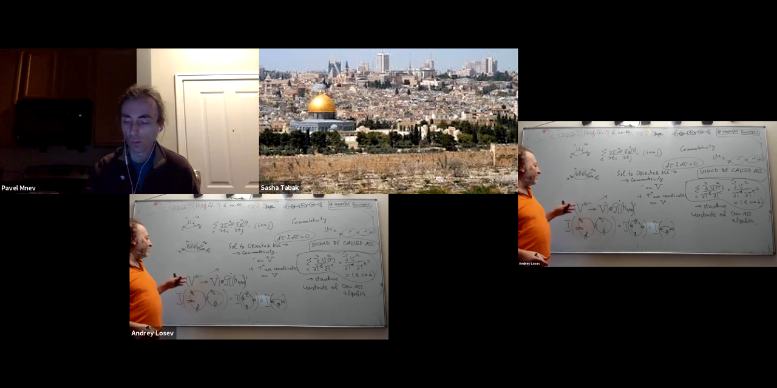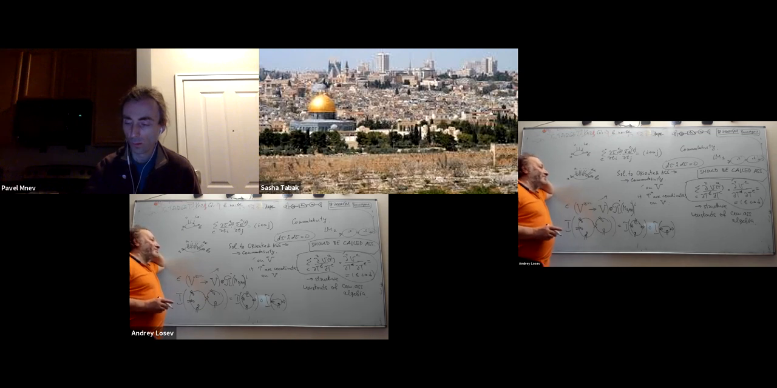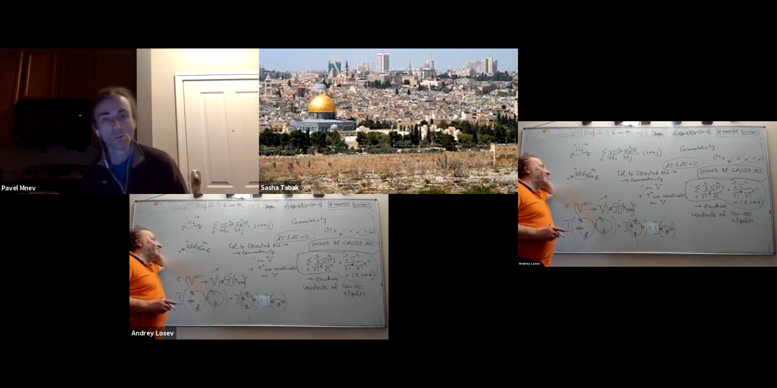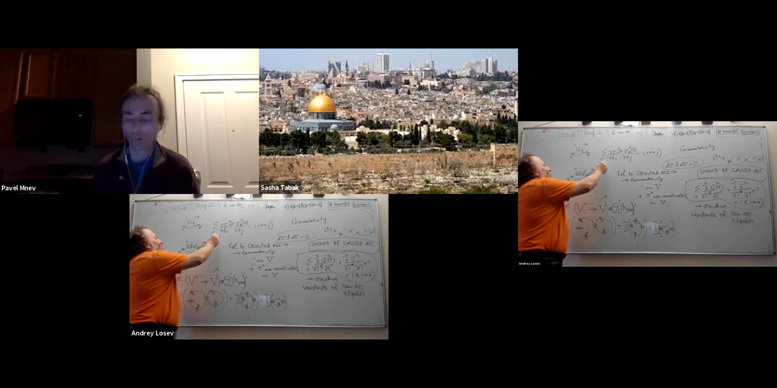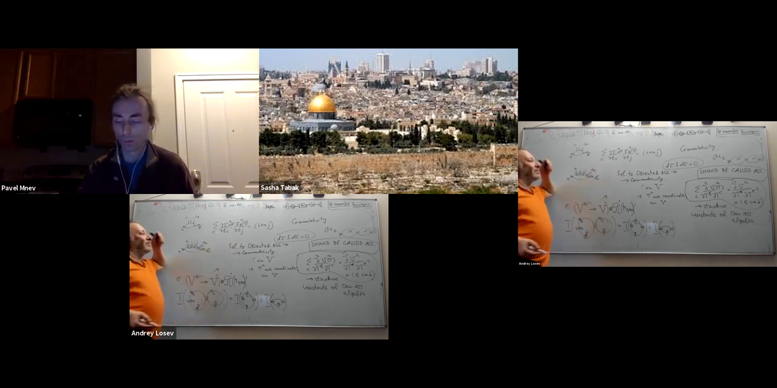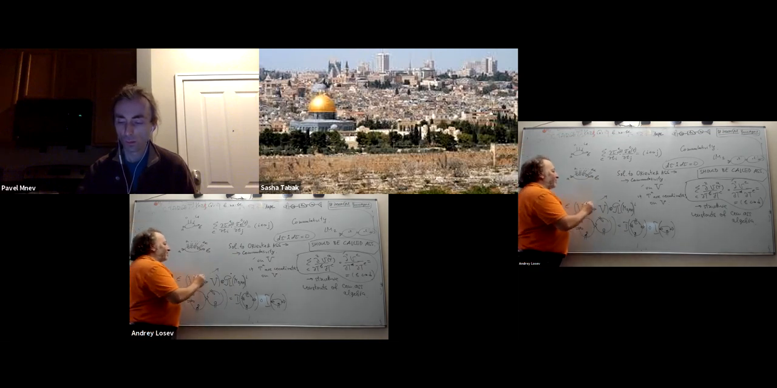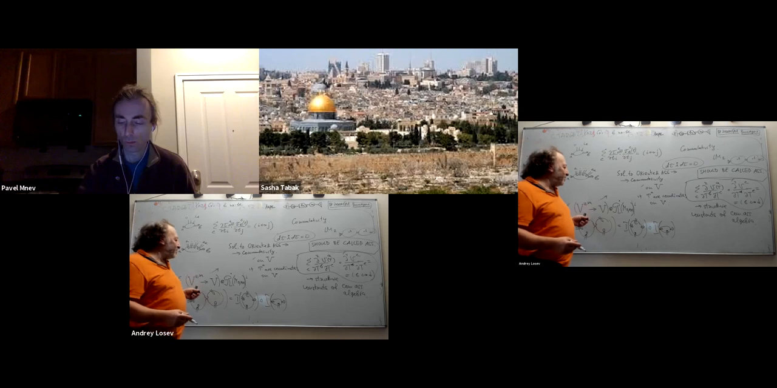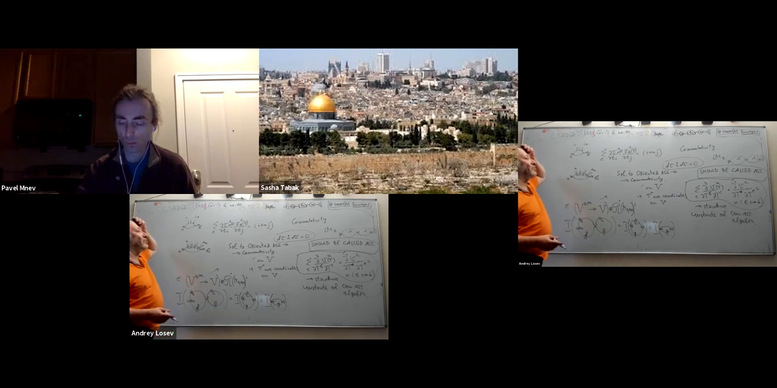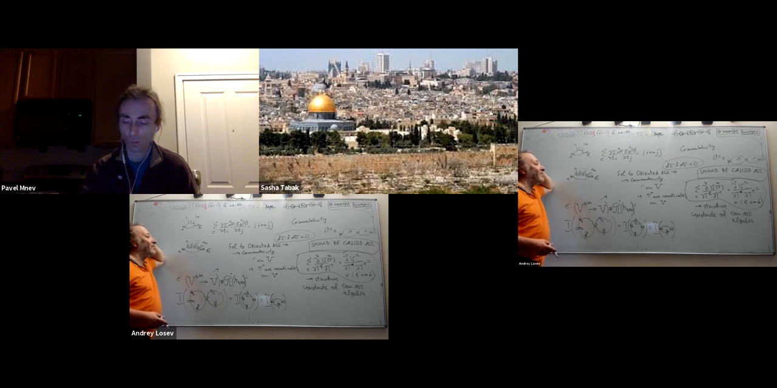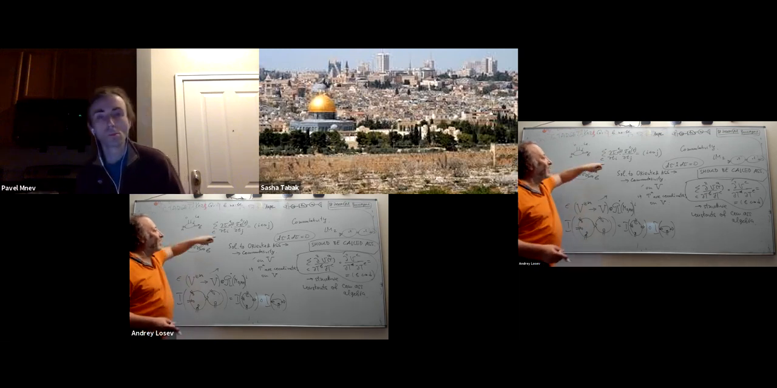Just identify spaces W and V, and you will get it. However, how to go in the opposite direction? First of all, of course, we need the spaces V and W to be of the same dimension. And then, let me make the following remark.